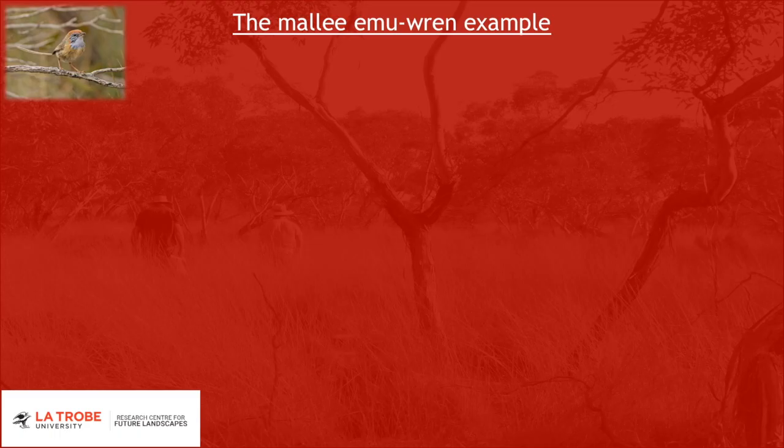And this is for a range of reasons. It might be for all the drivers you're used to hearing about. It could be fire, or predators, or herbivores, or habitat loss and fragmentation. But I just want to give you an example of one of these species, the mallee emu-wren, and what is being done to try and rectify the problem.